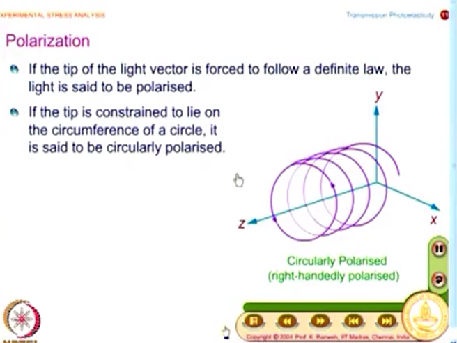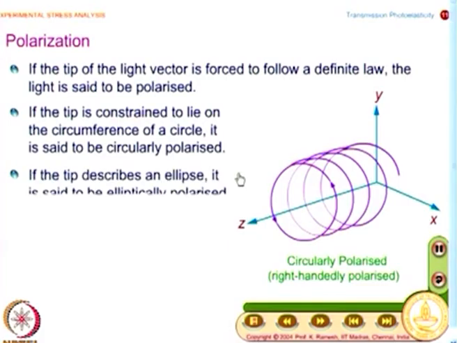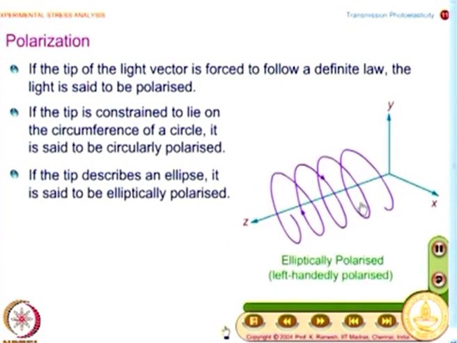And I can also have a very generic situation: instead of a circle, if it is an ellipse, then I call this elliptically polarized. I have this in an elliptical fashion. So, our interest is to see what polarization is. The tip of the light vector is forced to follow a definite law. First we saw, when it is constrained to lie on the circumference of a circle, we call it circularly polarized. When the tip is constrained to follow an ellipse, I call this elliptically polarized. And why do I take elliptical polarization? In the limiting case, it can become a circle. In the other limiting case, it can become a plane wave.